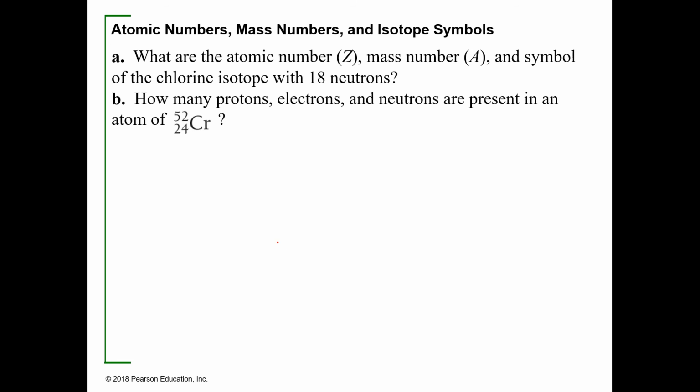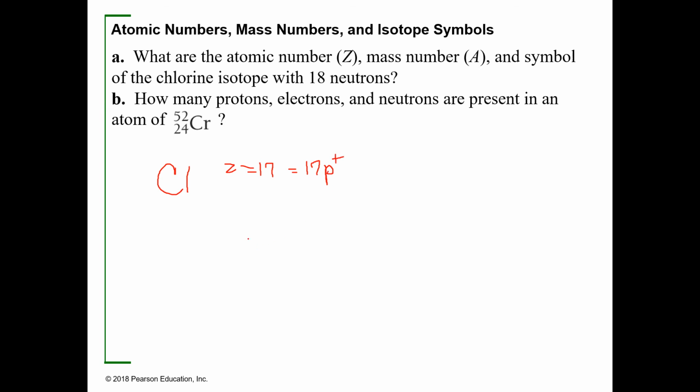Okay, so let's look real quick here at a couple examples. What are the atomic number, mass number, and symbol for the chlorine isotope with 18 neutrons? Okay, so we're going to go ahead and grab a periodic table. Chlorine, all right. We know we're going to look at chlorine's atomic number. It has an atomic number of 17, which means it has 17 protons.